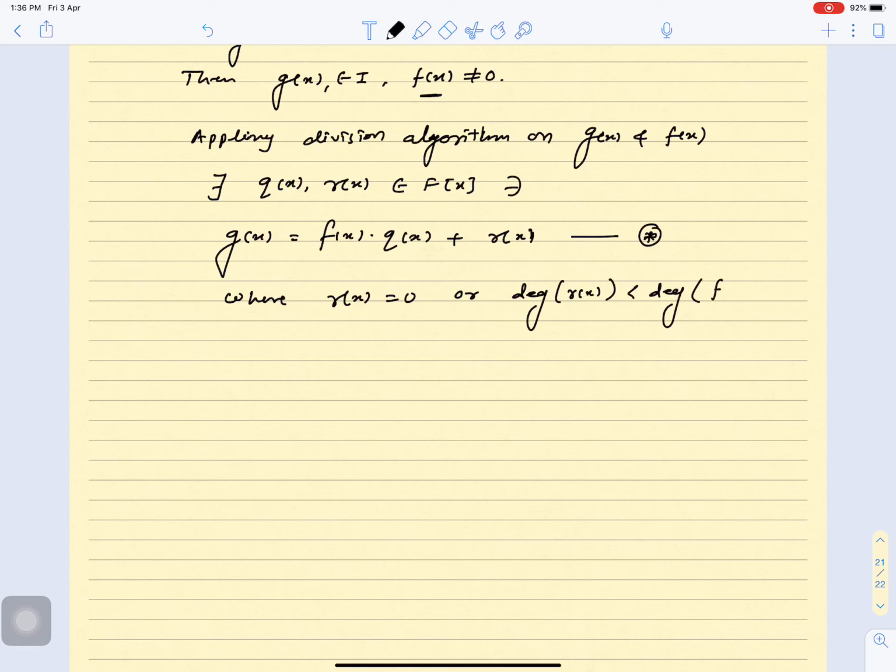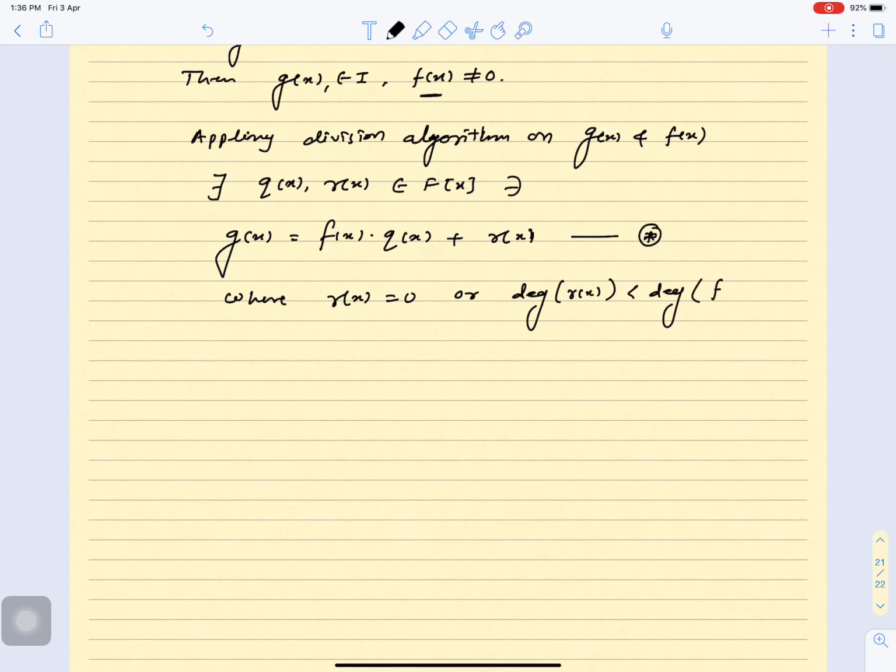So if r(x) is 0, then again from star, g(x) is equal to f(x) into q(x), where q(x) belongs to F[x]. So f(x) into q(x) is an element of what?